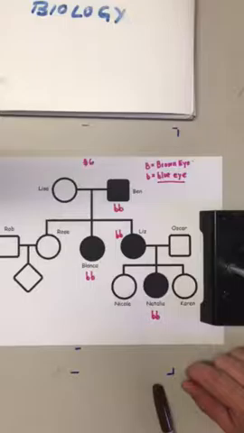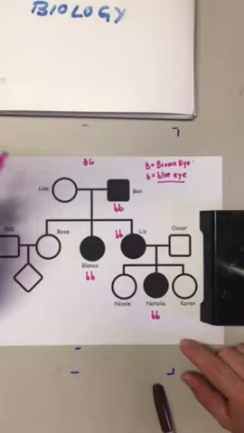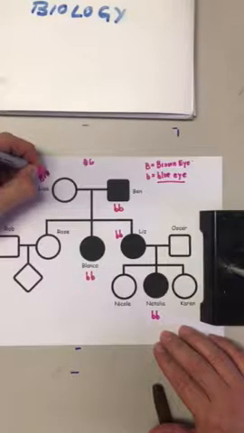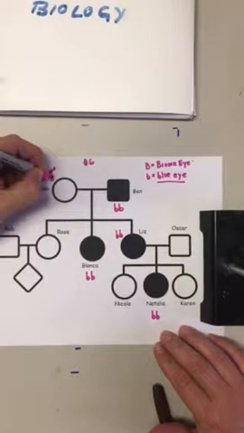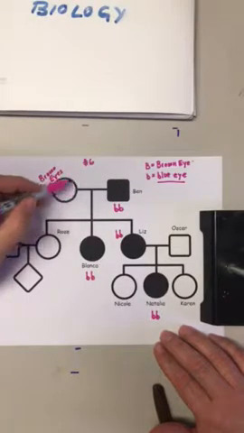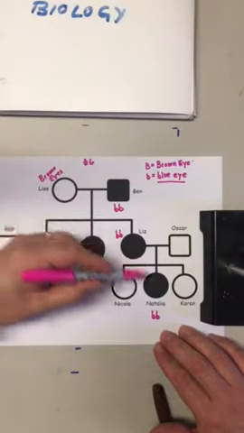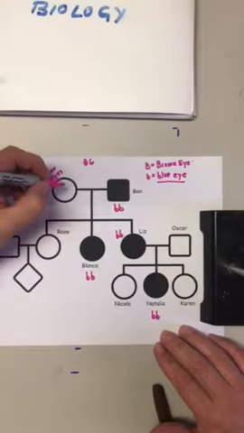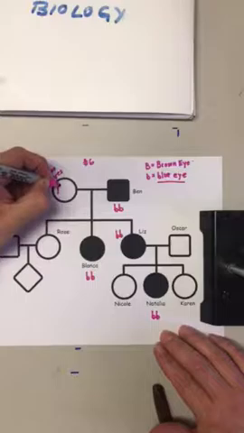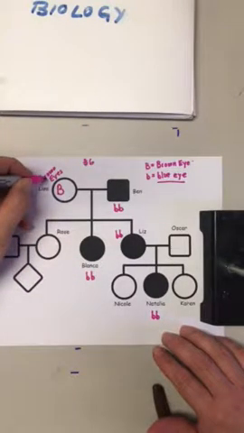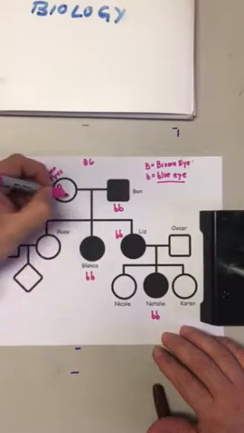Now, let's start with Lisa. We know that Lisa has brown eyes. Why? Because she is not a dark circle. Only the dark circles have blue eyes. Everybody else has brown eyes. So she has to have a big B. She has to have one because she has brown eyes. But what's the other one?